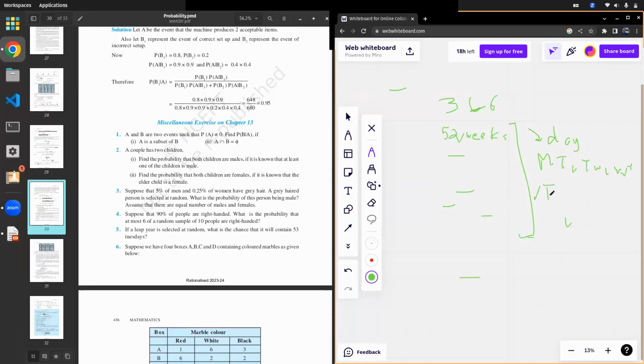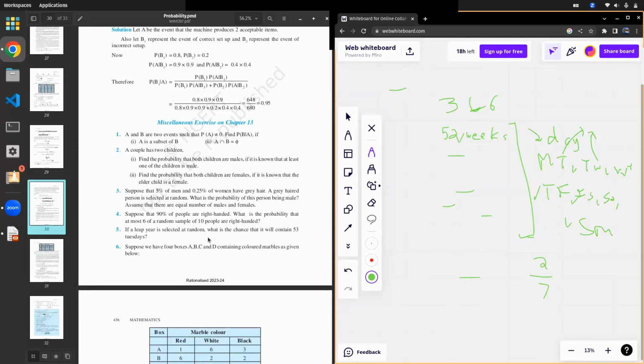Or Thursday, Friday, or Friday, Saturday, or Saturday, Sunday, or Sunday, Monday. So given that the year has 53 Tuesdays, the only favorable outcomes for the remaining 2 days are Monday, Tuesday, or Tuesday, Wednesday. So the probability will be 2 by 7 for a leap year to have 53 Tuesdays.